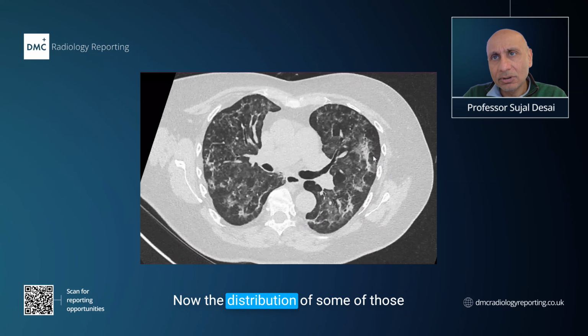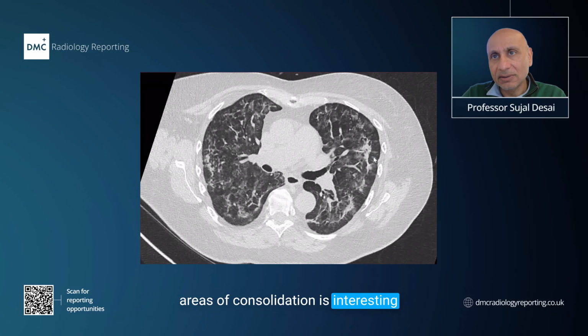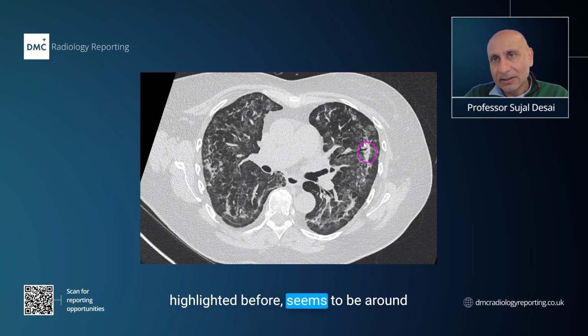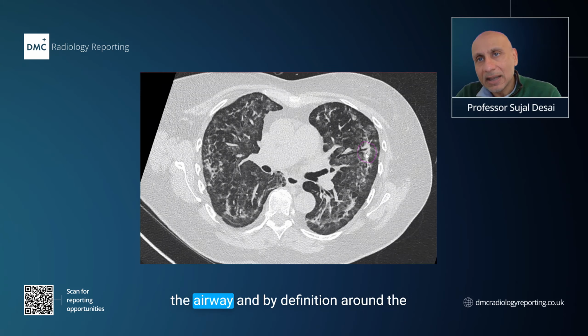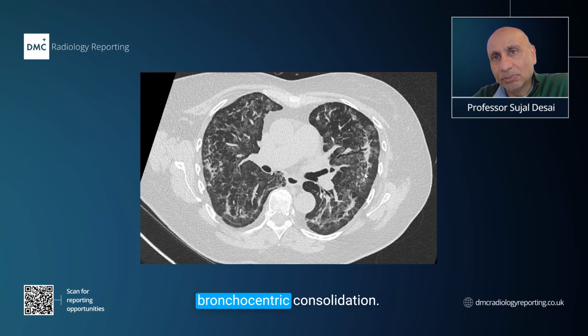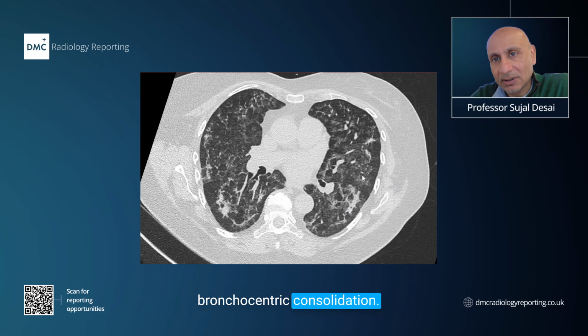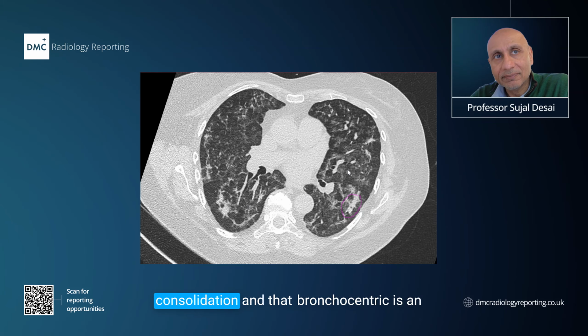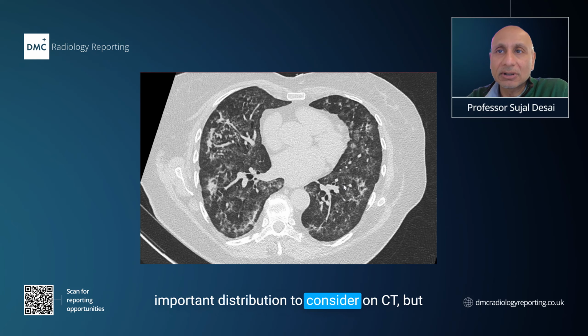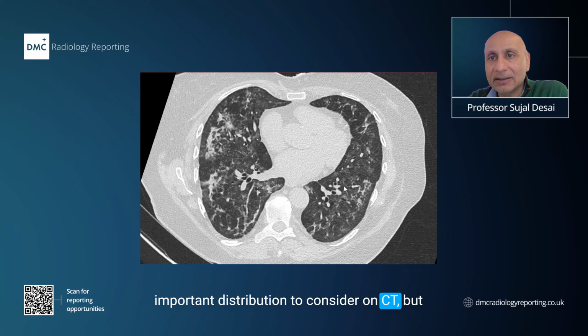And the distribution of some of those areas of consolidation is interesting because, for example, here, which I've highlighted before, seems to be around the airway and by definition around the artery that would be close to that airway. So this is what we call bronchocentric consolidation. Here's another area of bronchocentric consolidation. And that bronchocentric is an important distribution to consider on CT.